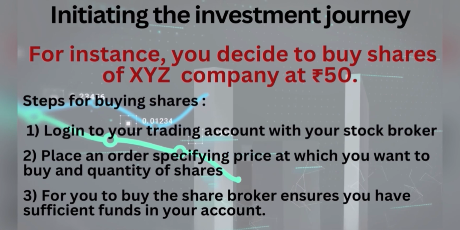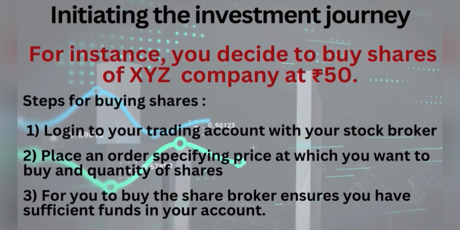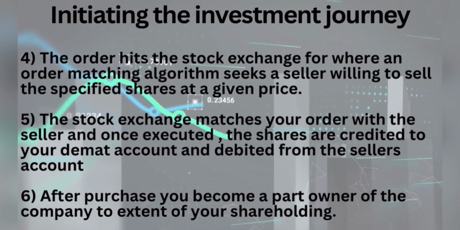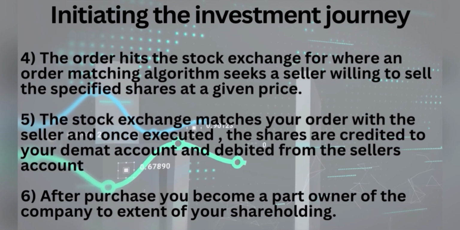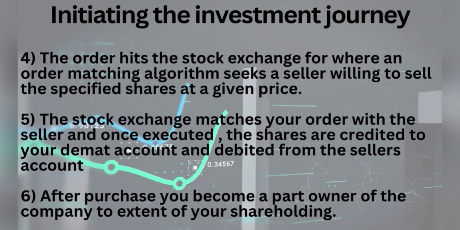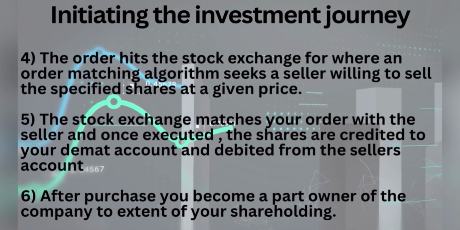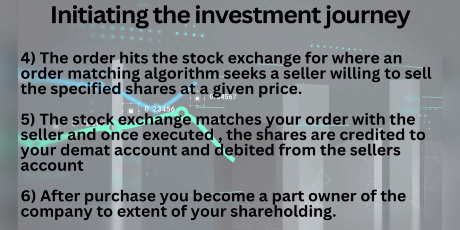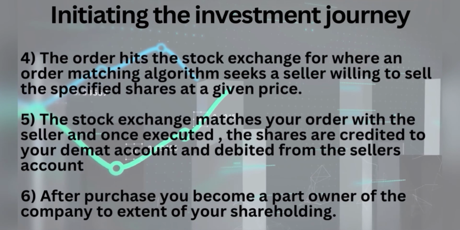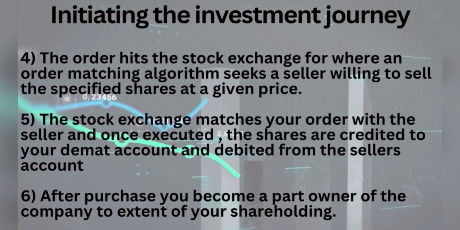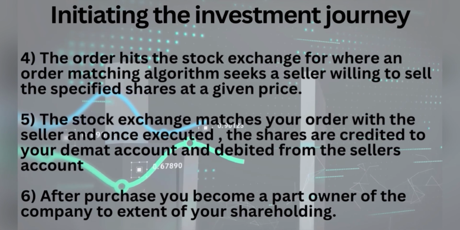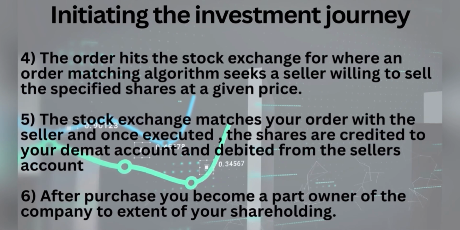For you to buy, the share broker ensures you have sufficient funds in your account. The order hits the stock exchange, where an order matching algorithm seeks a seller willing to sell the specified shares at a given price. The stock exchange matches your order with the seller, and once executed, the shares are credited to your Demat account and debited from the seller's account. After purchase, you become a part owner of the company to the extent of your shareholding.